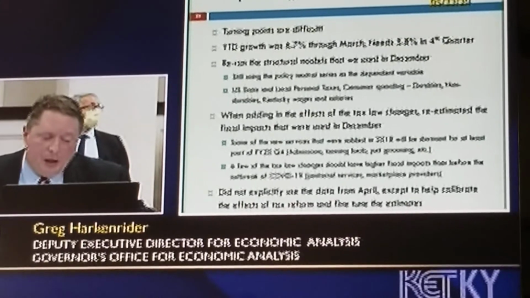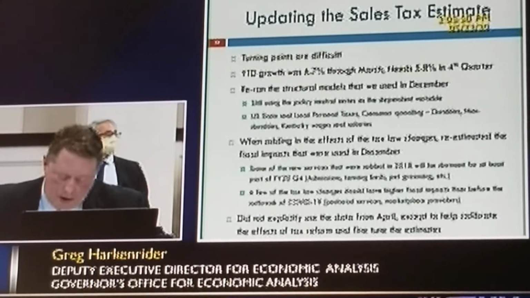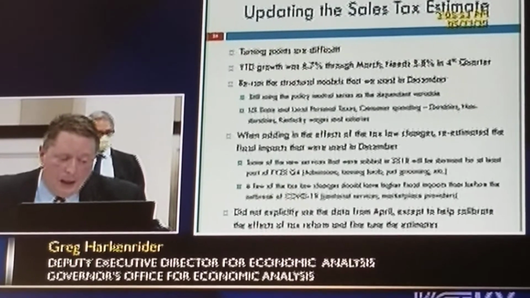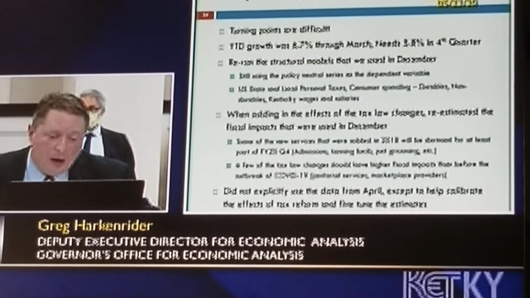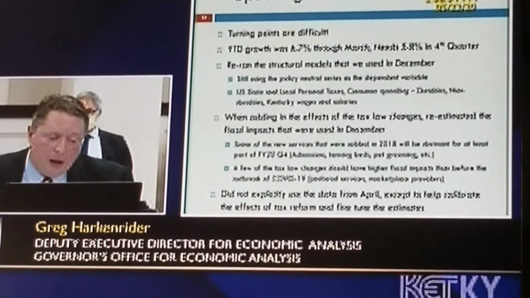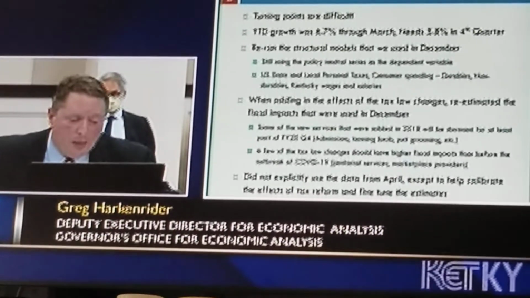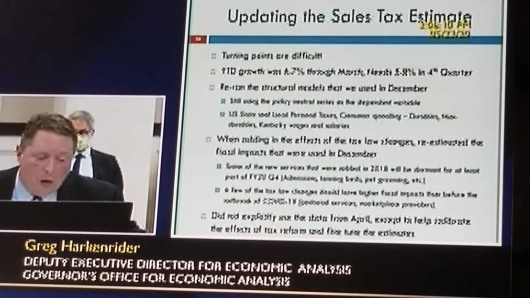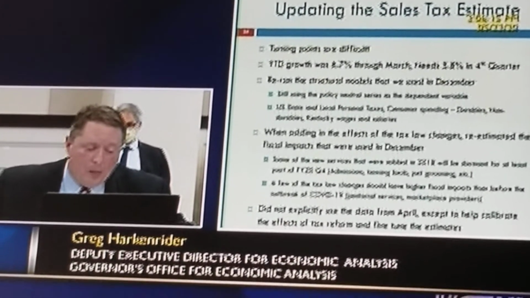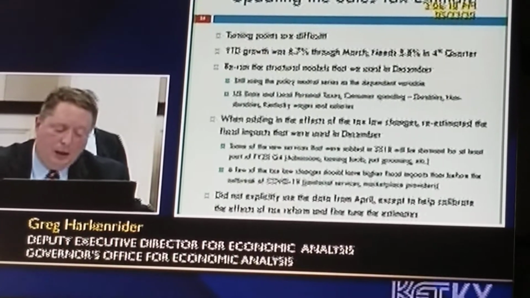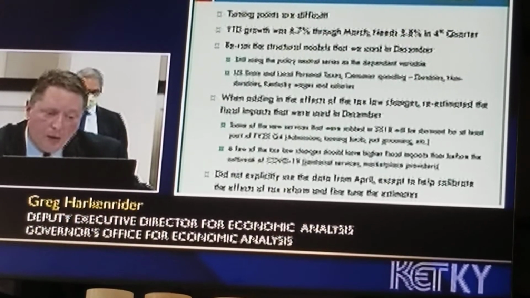I did not explicitly use the data from April except to help calibrate the effects of tax reform and to fine-tune the estimates a little bit. Again, there were no new observations on the economic side because we used the April Global Insight for both the interim estimates and the May estimates, and we didn't have a new quarter of revenue data. We just had 1 month, and it was inappropriate to do an ARIMA from that 1 month. So that's how I came up with the estimates both for the interim report and for the May forecast.